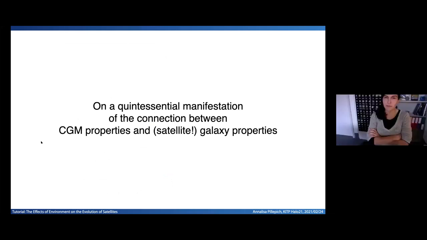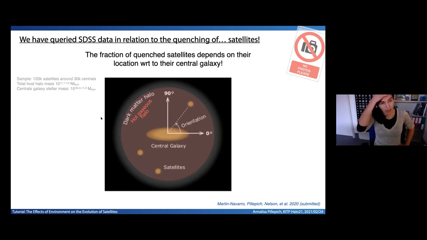Okay. I want to flash a result that is really putting together many of the things we have talked about. And I find it the quintessential manifestation of the connection between the CGM properties and the effects it can have on satellite galaxy properties. And so we have queried SDSS data in relation to the quenching of satellites. And we have found that the fraction of quenched satellites depends on their location with respect to their central galaxy. So here is your typical halo, a dark matter halo with a hot gaseous halo.